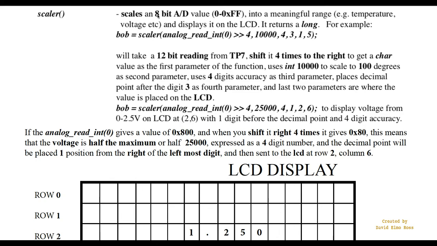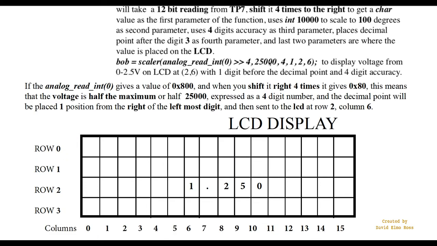Now there's a function called scalar, which is really quite neat. What scalar does is scale 8-bit A to D values from 0 to FF into a meaningful range. What that means is, if we take a look at this line here, Bob equals scalar, and it's going to do analog read integer here 0, which means it's taking the input from TP7, and let's just assume that value is 800. What it's going to do is shift that 800 4 times to the right to make this 80. So it's going to take the 80 and say, well, what is that number? 80 is half the range of whatever, and this number here is what's going to be displayed. So right now half of 25,000 is 12500.